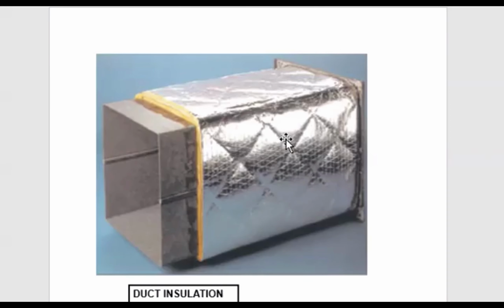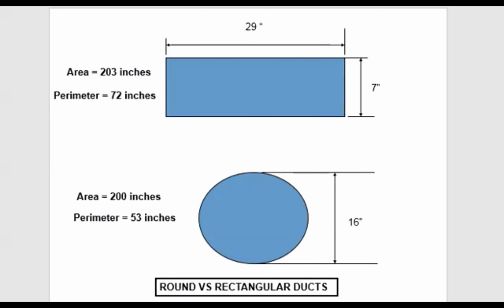All right, when we talk about insulation, this is what typical duct insulation looks like. It's usually wrapped in some kind of insulating material with a reflective foil on the outside to maintain the temperatures within the duct. So what we do when we're looking at ducts is what the most efficient sizing would be.